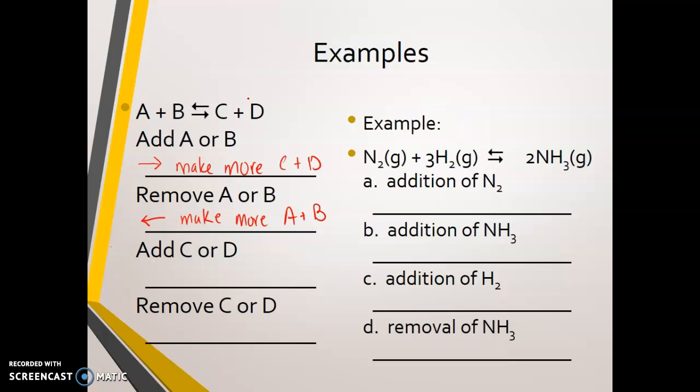And then if we add our products to this, that's again going to drive our reaction to the left and make more of our reactants. If we remove some of our products, then we want to replace those. So we're going to drive the reaction to the right to make more of our products.